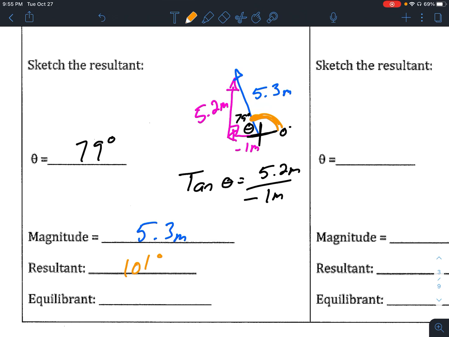We could write this also as 5.3 meters at 101 degrees, but this just kind of separates it, which is fine. And then the equilibrium is just the same magnitude, just the opposite direction. So to get the opposite direction, if we are less than 180, we just add 180 degrees. So that's 281.